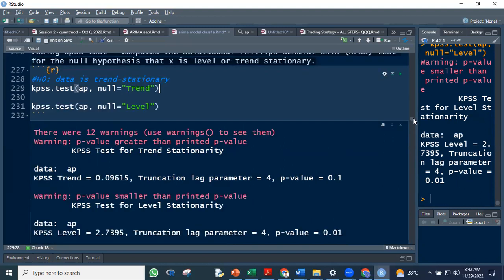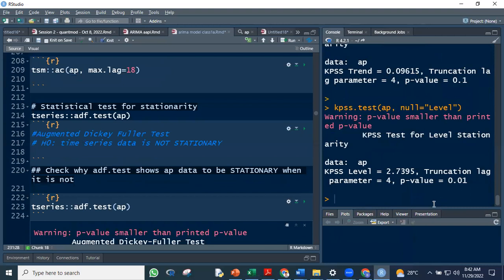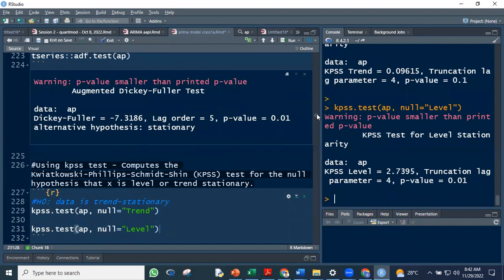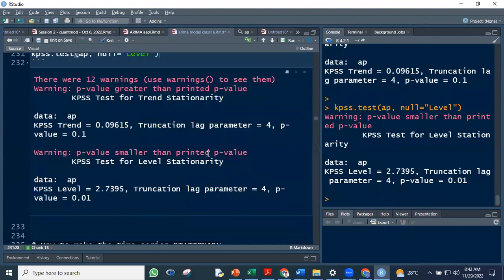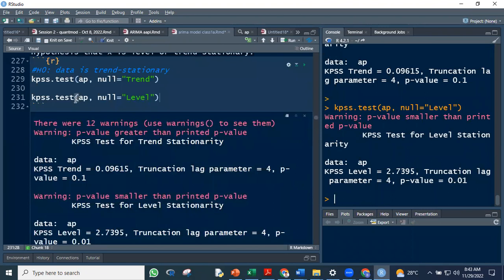All right, ito naman may isa pa. Null is equal to level. So anong sinasabi nito? What does the null hypothesis is equal to level tell us? So again, if you meet questions like this, it's always good to go to the help function. Okay, so let's Control C.